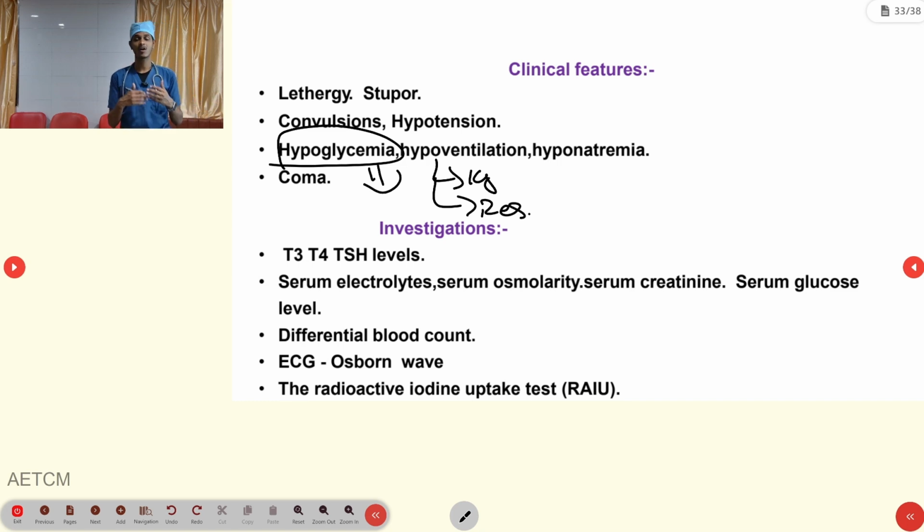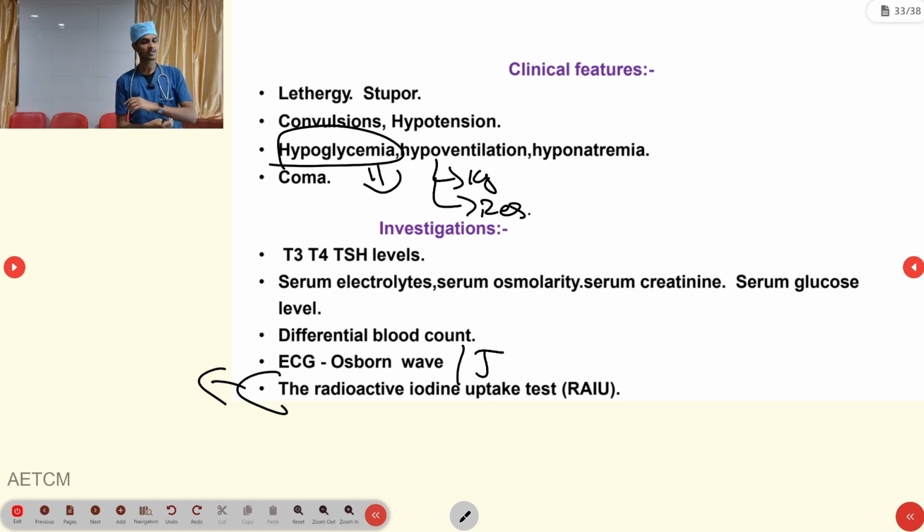ECG you can see the Osborn waves or Osborn J waves. So I'll explain in the next slide. And then radioactive iodine uptake test. So this is also one of the tests we will do in definitive care. In pre-hospital we don't have the privilege to do it.